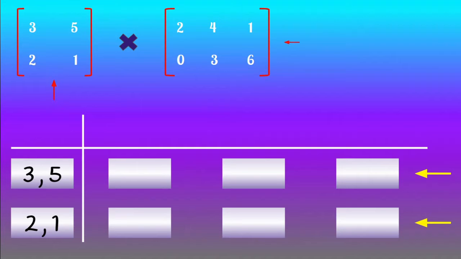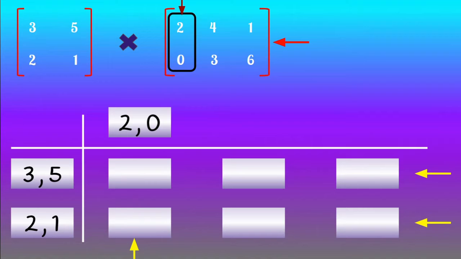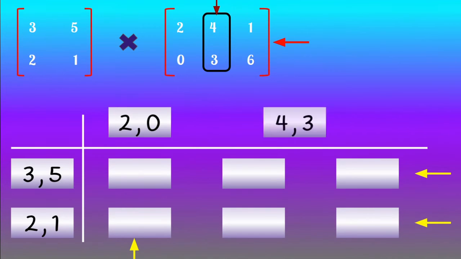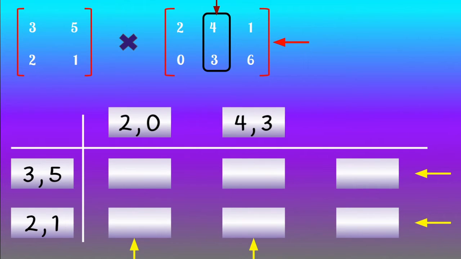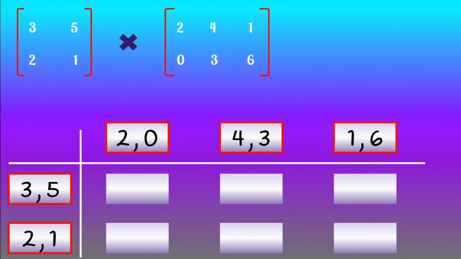Then we move on to our multiplicand matrix and pick the first column since we have to go from top to bottom here. We place these values 2 and 0 beside each other in line with the first column in our grid. Then we take the values on the second column and place them here, also in line with the second column in our grid. Finally, we take the values on the third column and place them here in line with our grid, not forgetting the comma. Let's call all these values coordinates.